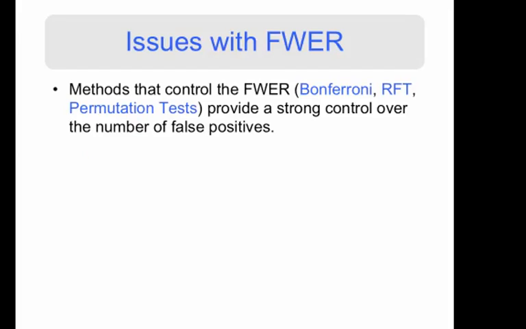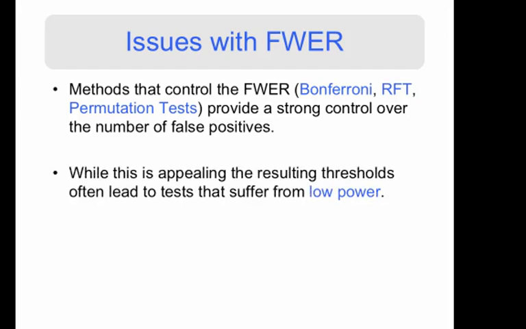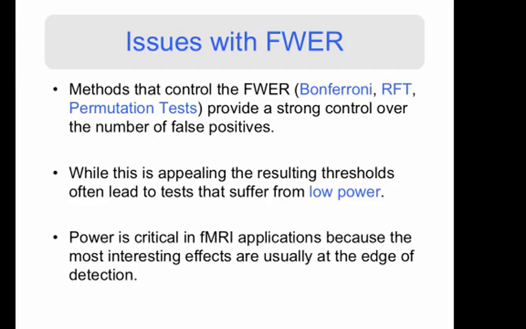Methods that control the family-wise error rate, such as Bonferroni, random field theory, and permutation tests, provide a strong control over the number of false positives that we will potentially observe. While this is appealing, the resulting thresholds are often quite conservative, and this leads to a test that suffers from low power. And of course, power is critical in fMRI applications because the most interesting effects are usually at the edge of detection.